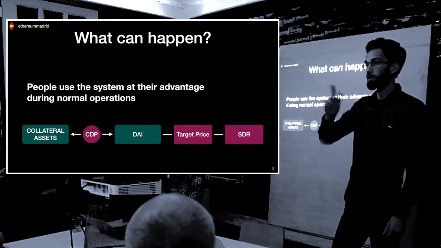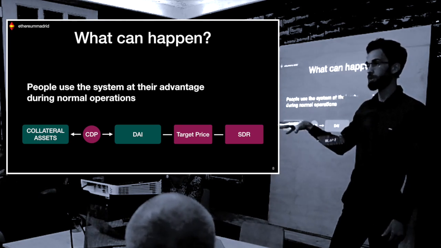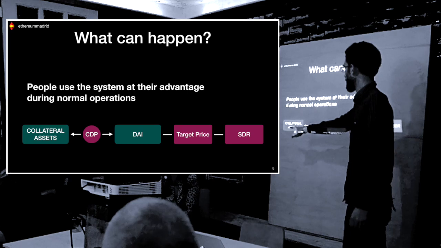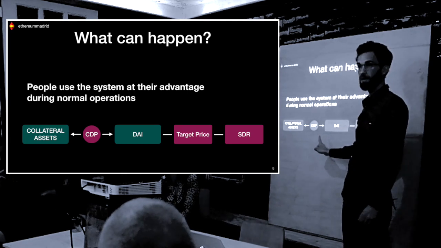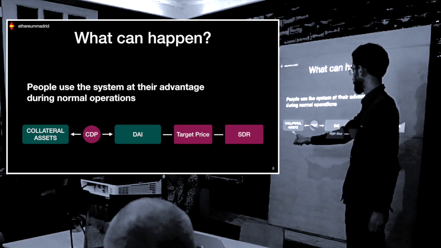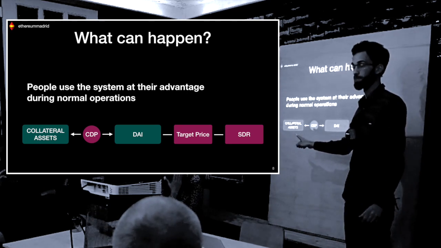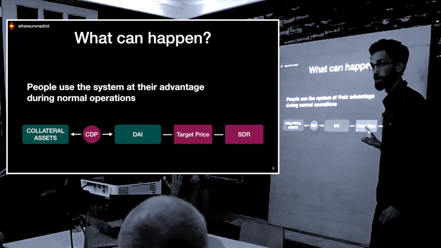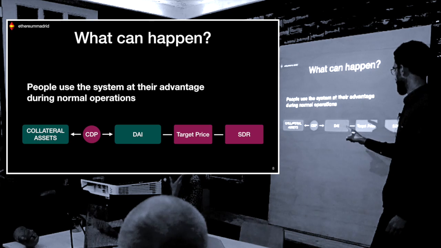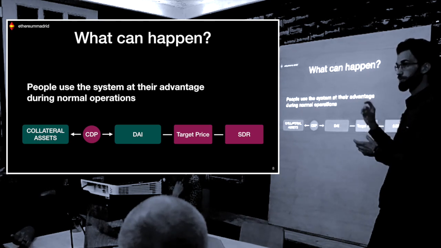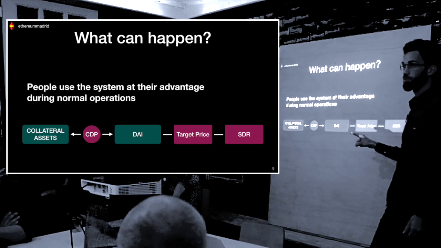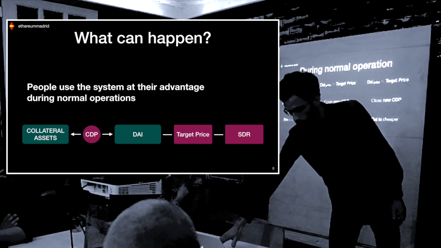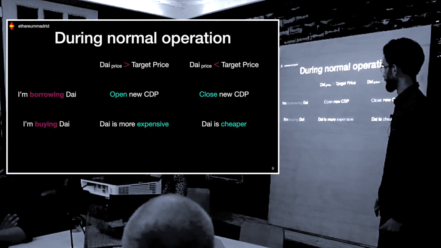So there are two situations: normal conditions and extreme cases. What will happen under normal conditions? You will have people, as I said, issuing DAI and removing DAI from circulation by playing with those CDPs. And you will have SDR as the reference point of stability, and the target price, which can be adjusted inside Maker to reflect where the price of DAI should go, up or down. So under normal operations, this is what would happen.